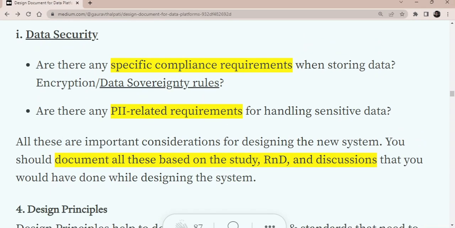You should document all these based on whatever analysis you have done, whatever assessment you have done, any R&Ds, any discussion with the existing teams, any discussion with the external consultants who have done the assessment. So document all these things. These are all very, very important, because based on this, you are going to drive the design. Based on this, you are going to finalize the design. So it is important that you document your overall design considerations.